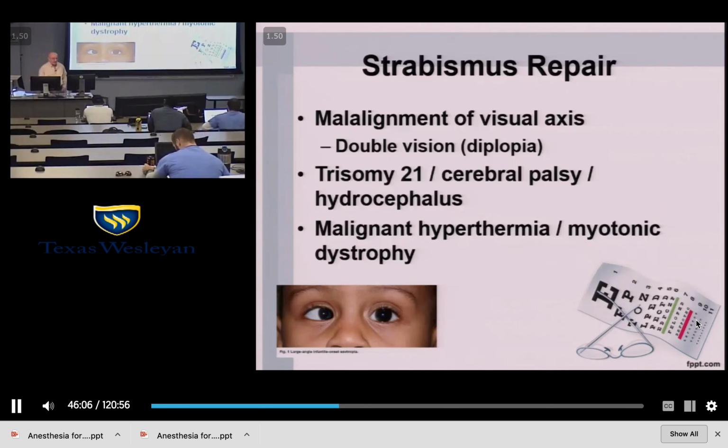Be aware though that these kids are prone to have malignant hyperthermia and myotonic dystrophy. This is absolutely the most common eye surgery in children.